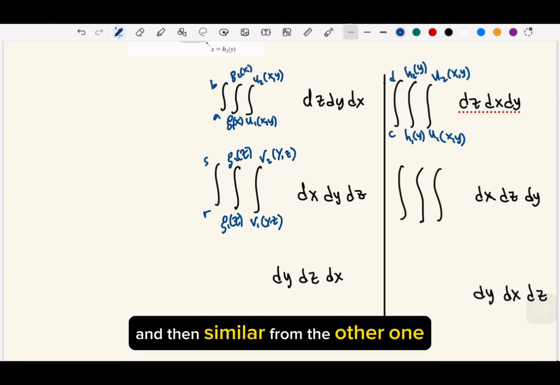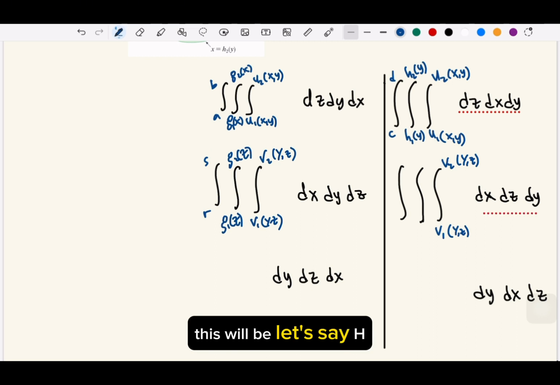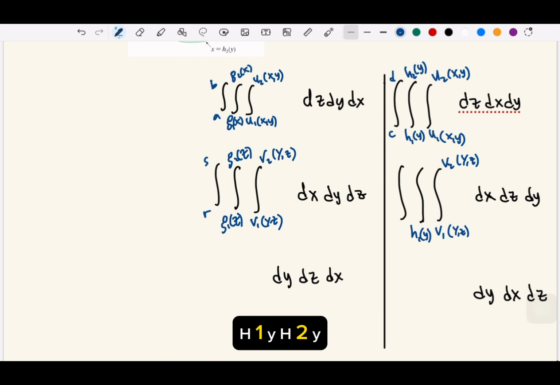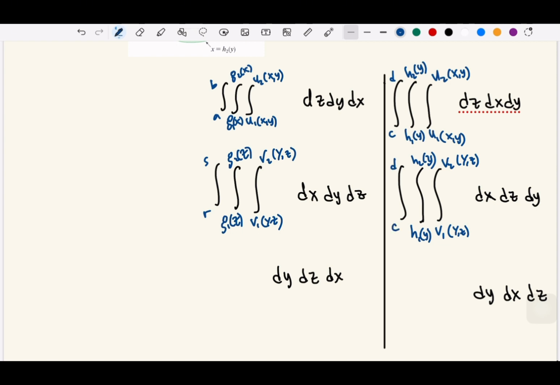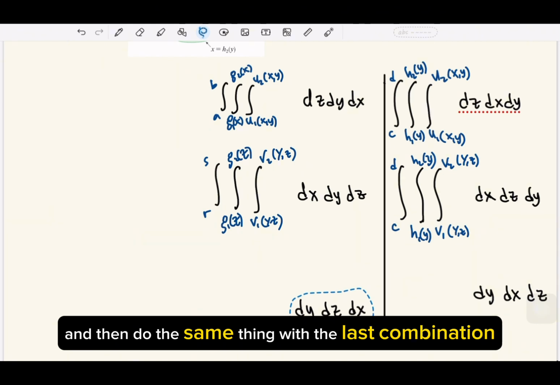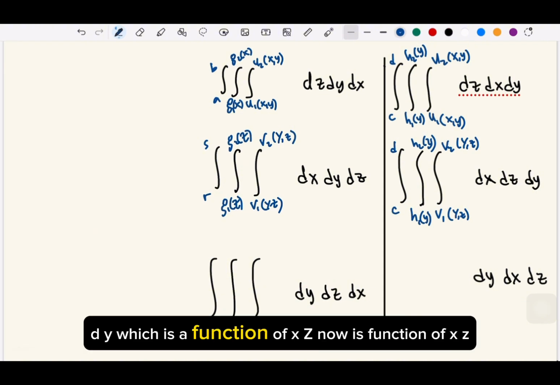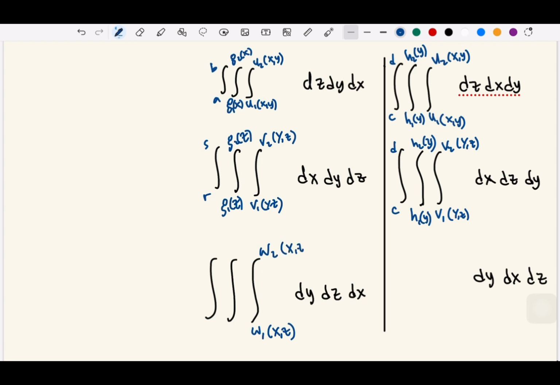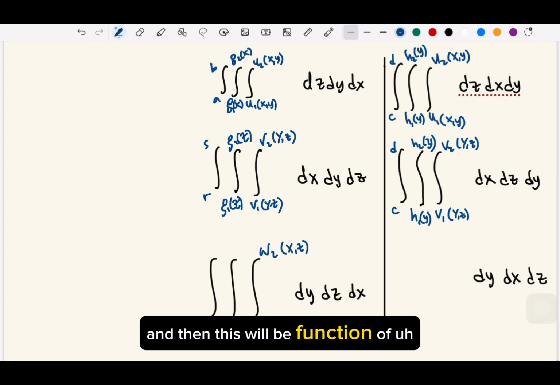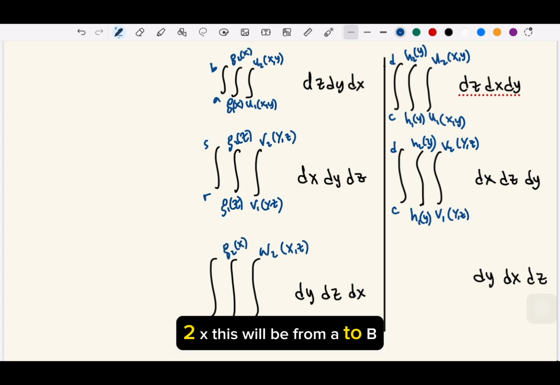And then similar for the other one, this will be phi1 yz, phi2 yz. This will be, let's say, h1 y, h2 y, and this will be c to d. And then do the same thing with the last combination. So we are going to have dy, which is a function of xz. Now it's a function of xz. I will write w, w1 xz, and then this will be a function of x. So I will write g1 x, g2 x. This will be from a to b.